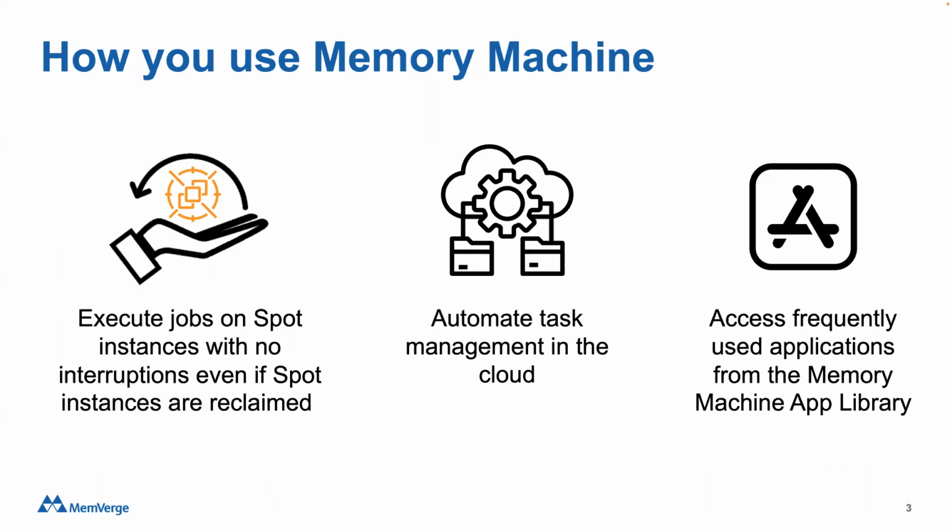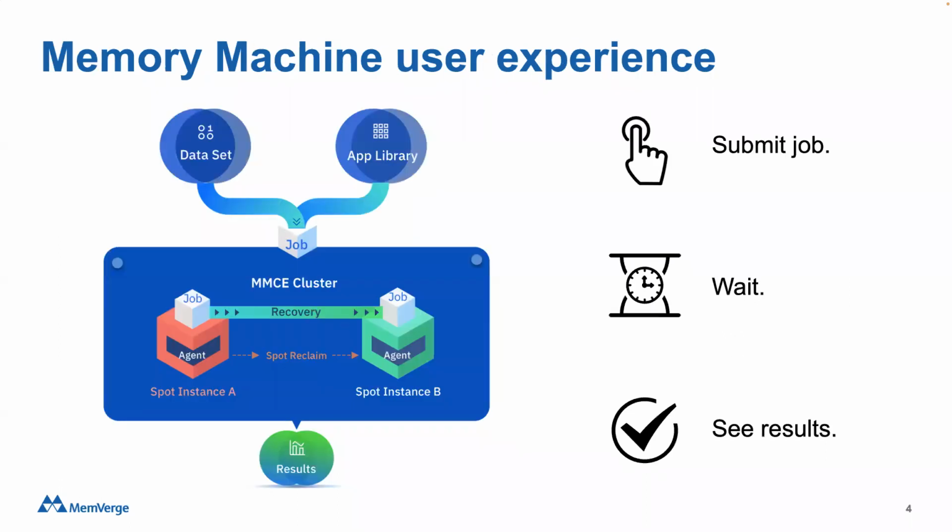We also have what we call the Memory Machine app library, where we have some of the most frequently used applications from our customers. You are also welcome to add your own into the library, which is only accessible to you. I'll show you that in a moment. So this is how it works at a high level: log into your AWS account, submit a job, wait, and then see the results. It's just that simple.